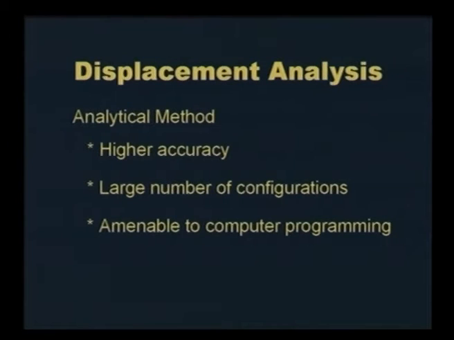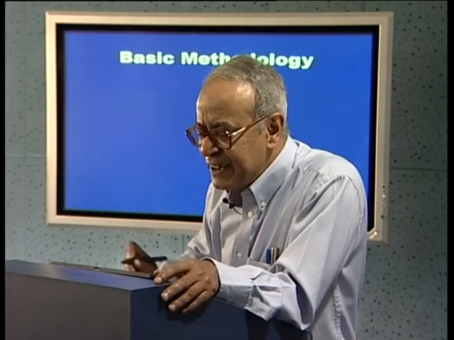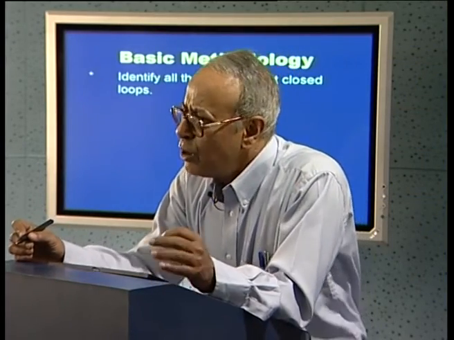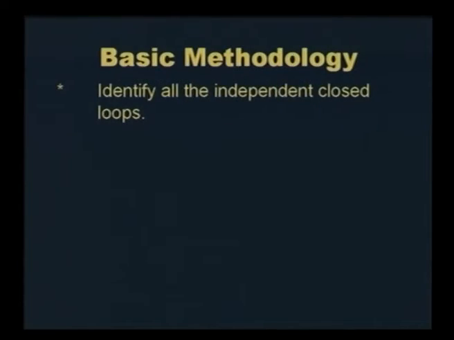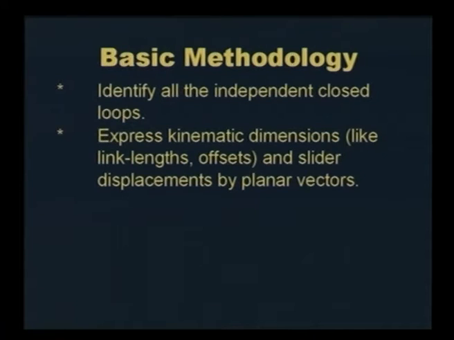Now, before we get into the details of the analytical method and solve examples showing its power, let us go through the basic methodology that is followed. As we know, all mechanisms consist of closed kinematic loops. So, the first task is to identify all the independent closed loops that exist in the mechanism. Next, we express all the kinematic dimensions, like link lengths, offsets, and also the slider displacement, by planar vectors.